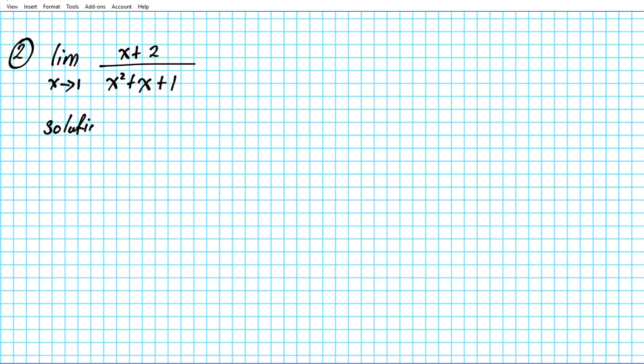Okay. Alright, so we're doing this algebraically by direct evaluation. So we're going to be using Sally again. S means you substitute.